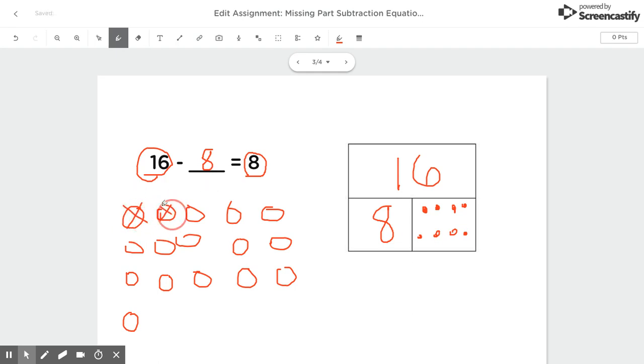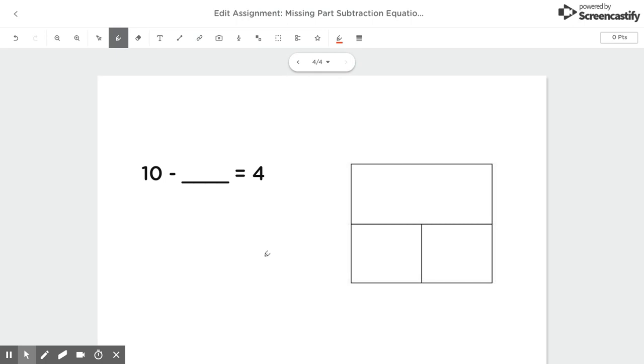1, 2, 3, 4, 5, 6, 7, 8. Then I have 1, 2, 3, 4, 5, 6, 7, 8. I have 8 left, so that worked out perfectly. I know that 16 minus 8 really is 8. Let's try one more together. Pause the video and do a picture or a part-whole box and see if you can solve it.